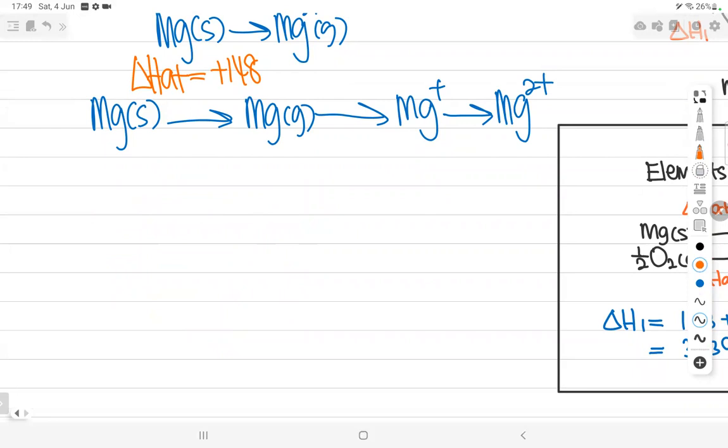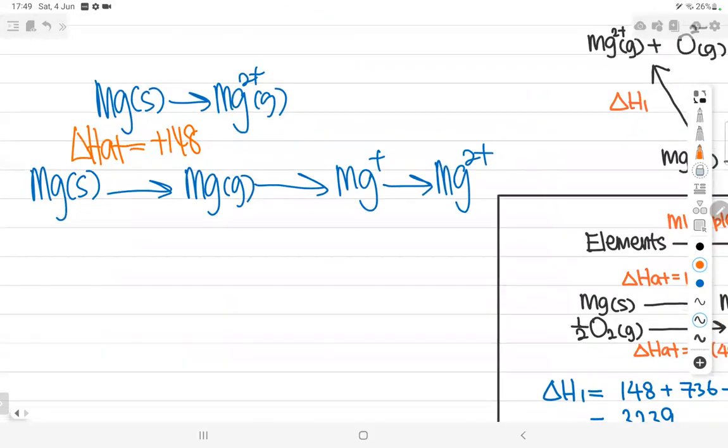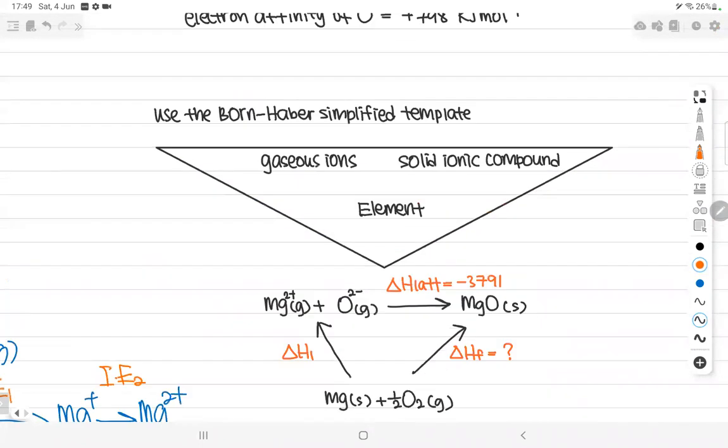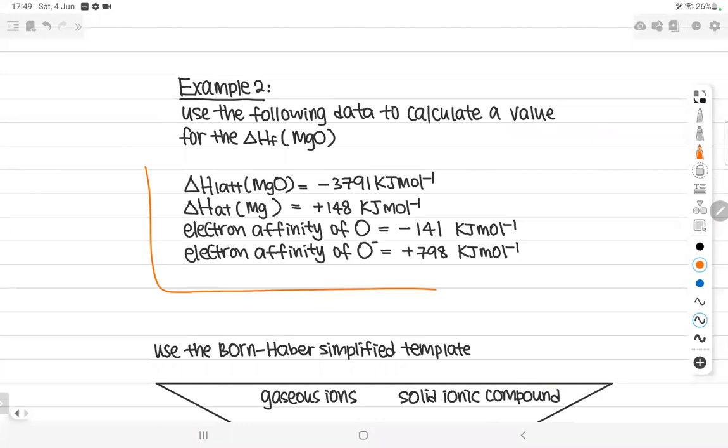Now listen carefully. This is where we need to be careful. When you want to get positive ion, you need ionization energy. If you want to get positive 1, that is first ionization energy. When you want to get positive 2, that is second ionization energy. But what's the problem here, everyone? Look at the data given. Do they give us the ionization energy for magnesium? The answer is no, they didn't. So what should we do?